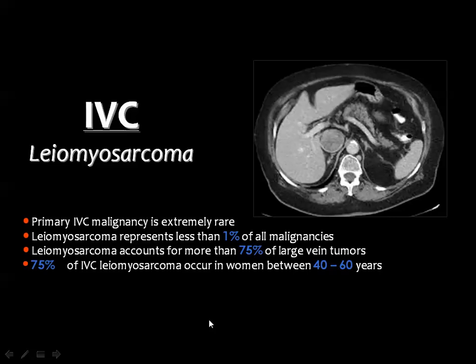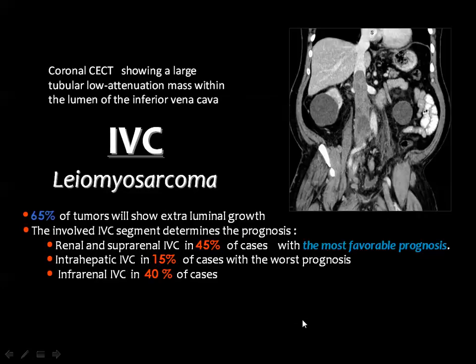And the tumors of the IVC, the well-known tumor is the leiomyosarcoma, which is considered an extremely rare malignancy, and it represents less than 1% of all malignancies. But leiomyosarcoma accounts for more than 75% of large vein tumors, and 75% of IVC leiomyosarcoma occur in women between the age of 40 to 60 years.